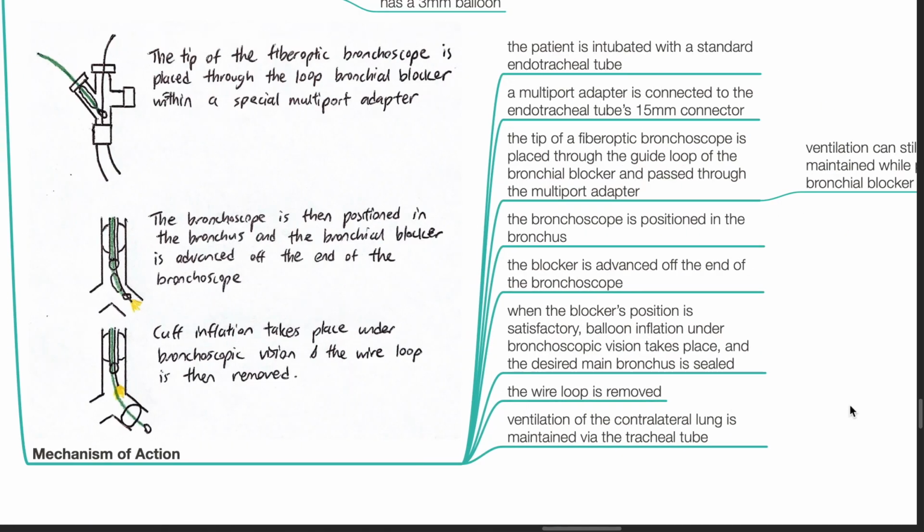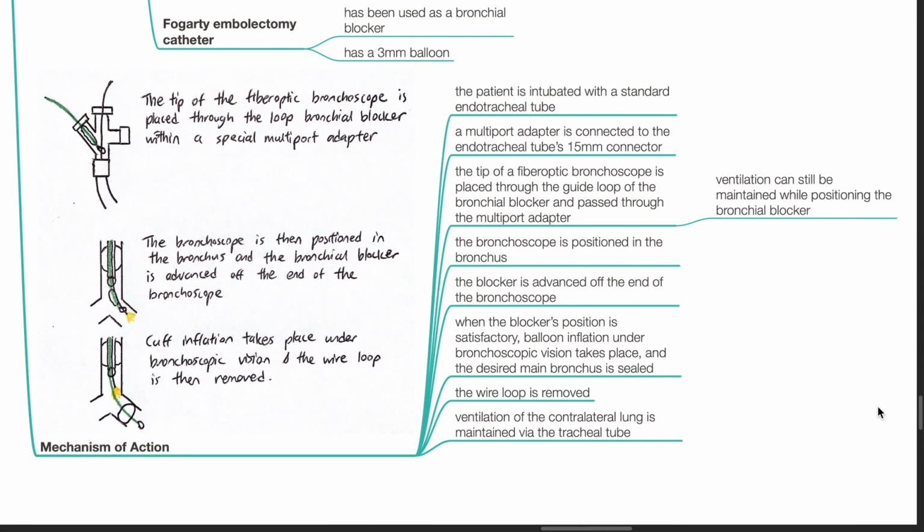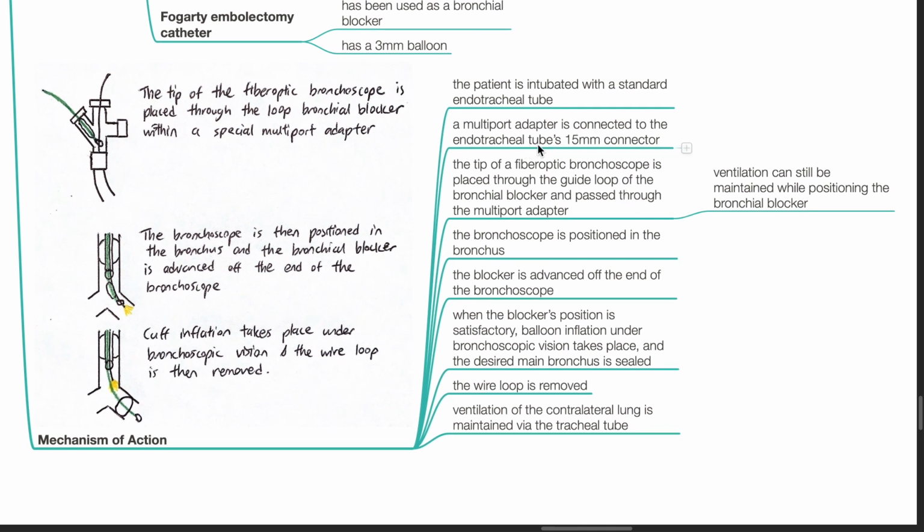Mechanism of action. The patient is intubated with a standard endotracheal tube. A multi-port adapter is connected to the endotracheal tube's 15 mm connector. The tip of a fiber optic bronchoscope is placed through the guide loop of the bronchial blocker and passed through the multi-port adapter. Ventilation can still be maintained while positioning the bronchial blocker. The bronchoscope is positioned in the bronchus. The blocker is advanced off the end of the bronchoscope. When the blocker's position is satisfactory, balloon inflation under bronchoscopic vision takes place and the desired main bronchus is sealed. The wire loop is removed. Ventilation of the contralateral lung is maintained via the tracheal tube.